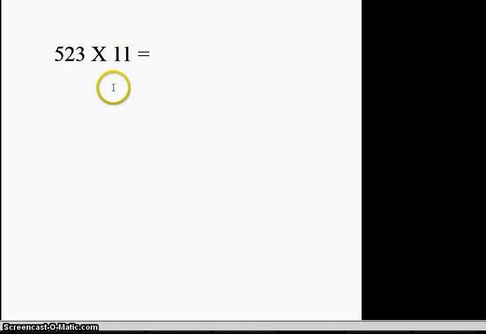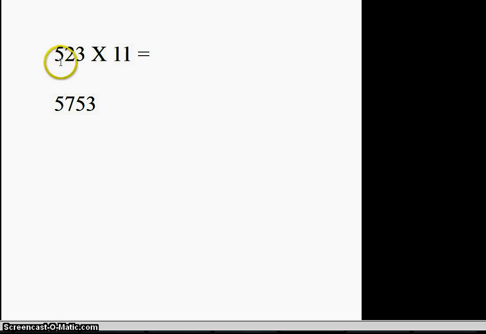So the first thing you do is to take the first digit of the number, so that is 5. Next, to get the second digit of the result, add 5 to 2, that gives you 7. Then you add the second digit to the last digit of this number, so it's 2 plus 3, and that gives you 5. And the last digit 3 of that number, put it back as it is the last digit of the answer.